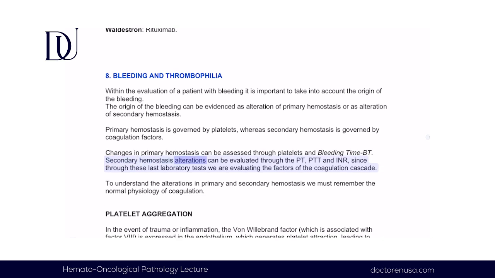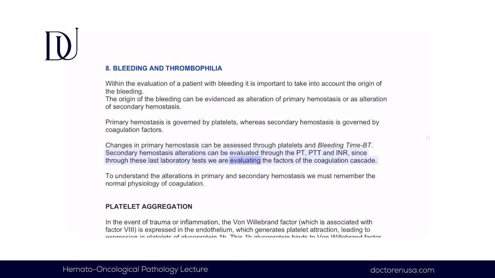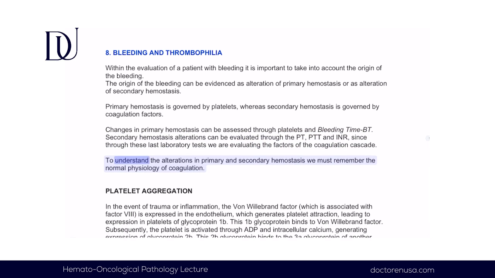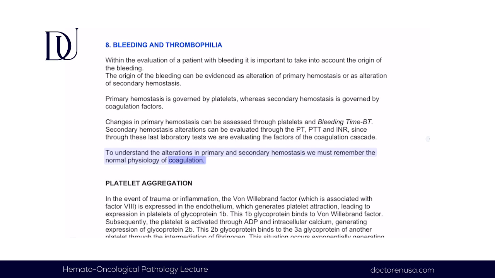Secondary hemostasis alterations can be evaluated through the PT, PTT, and INR, since through these last laboratory tests we are evaluating the factors of the coagulation cascade. To understand the alterations in primary and secondary hemostasis, we must remember the normal physiology of coagulation.